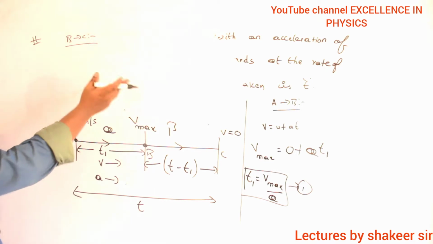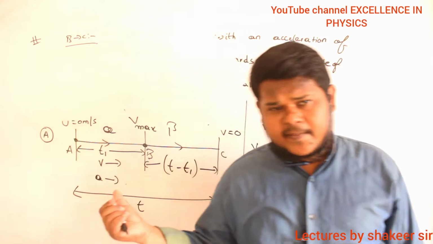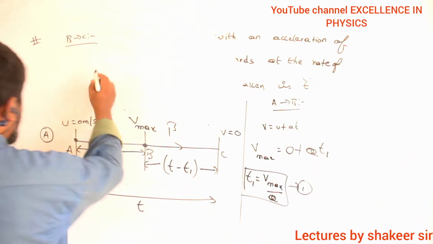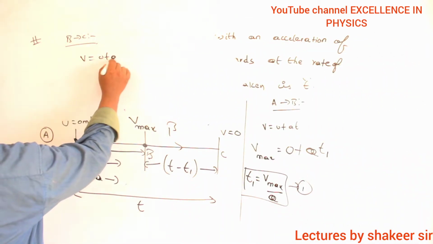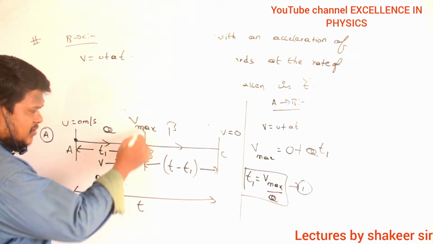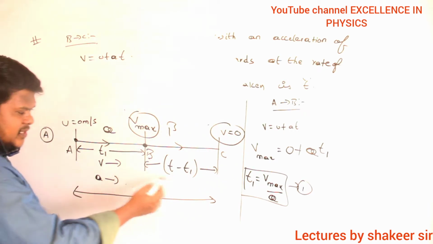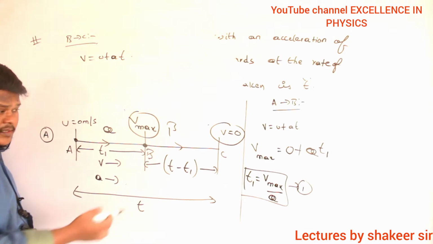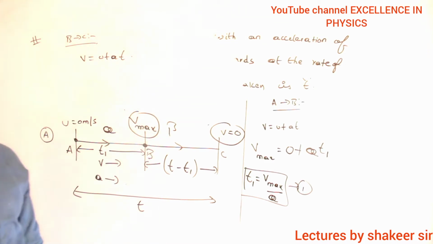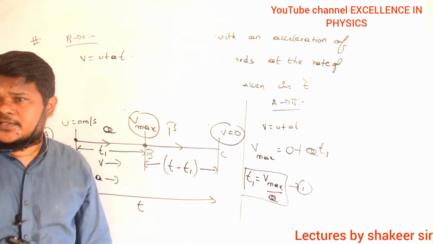And for non-uniform motion, how many equations do we have? 4 equations. Out of 4 equations, which equation can I use? v equals u plus at once again. So I will write the equation v equals u plus at. Are you able to understand now? Now from B to C, what is the initial velocity, and what is the final velocity? Initial velocity, V max. Final velocity, 0. Time taken, T minus T1. Acceleration, negative beta. Why do I have to write minus beta? Because acceleration is negative. This is retardation, no?